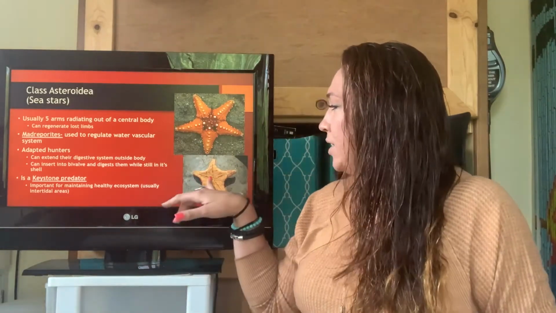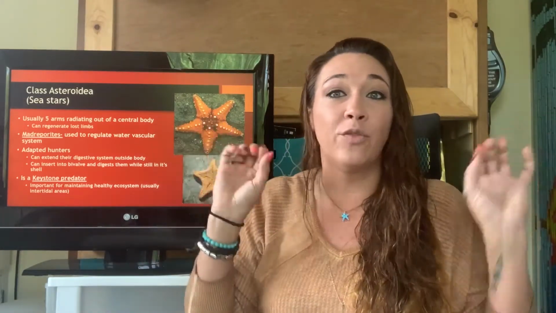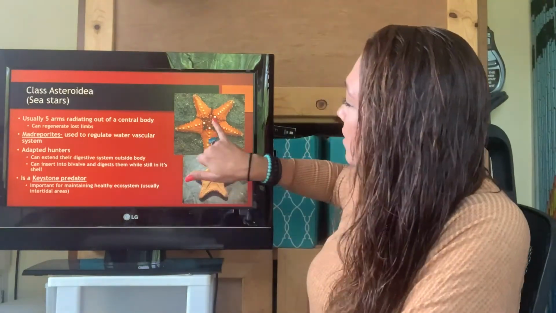His mouth is located down here. We're going to talk about all that, and he's got these little ventral grooves, right, on the ventral side. It's going to allow food to move all the way to his mouth. These guys have a madreporite, and that is this little guy right here.